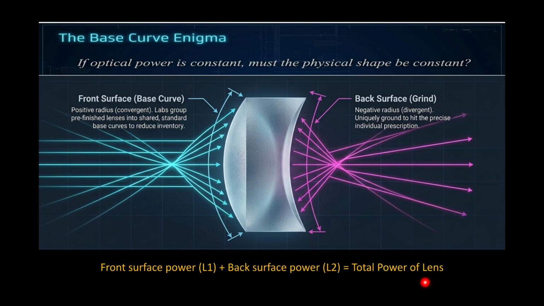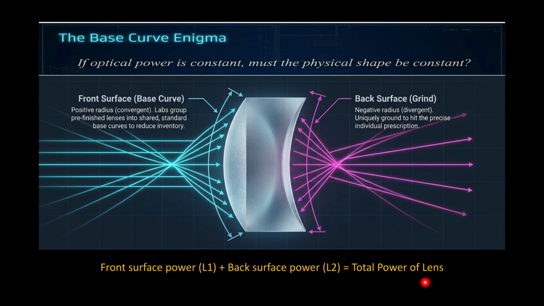Now we have seen how the prescription of any patient looks like. Now comes another important question. If the prescription is the same, will the physical shape of the lens also be same?